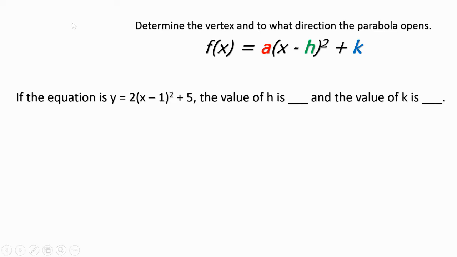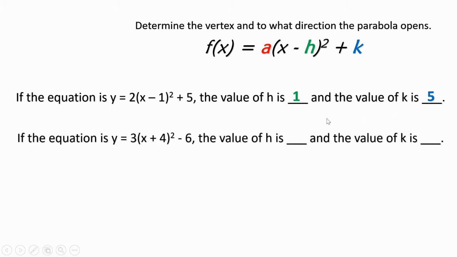In the first one, I gave you y equals 2 times x minus 1 squared plus 5. Let's concentrate on h and k first. The h in this one is going to be 1. Remember that the formula is x minus whatever h is, and since it's x minus 1, h is 1. That minus right there is part of the formula. H is the actual number right here. And the k value is going to be 5. So my vertex in this case would be the point 1, 5.